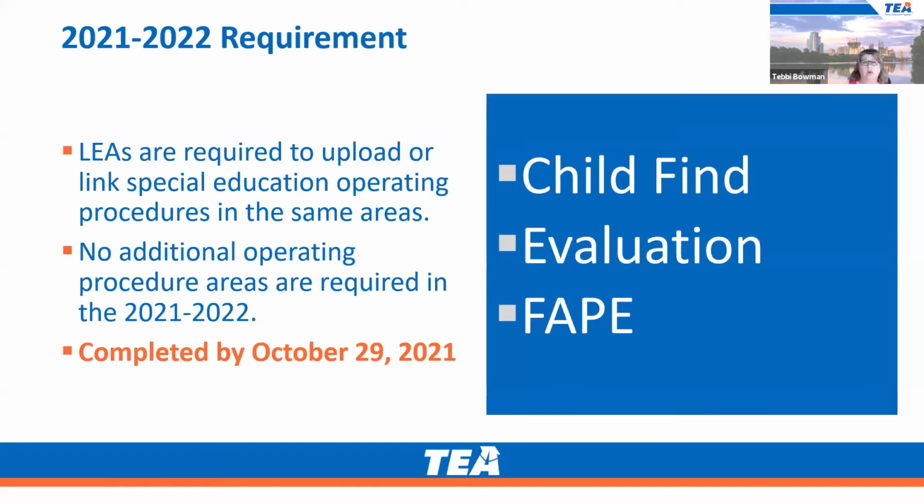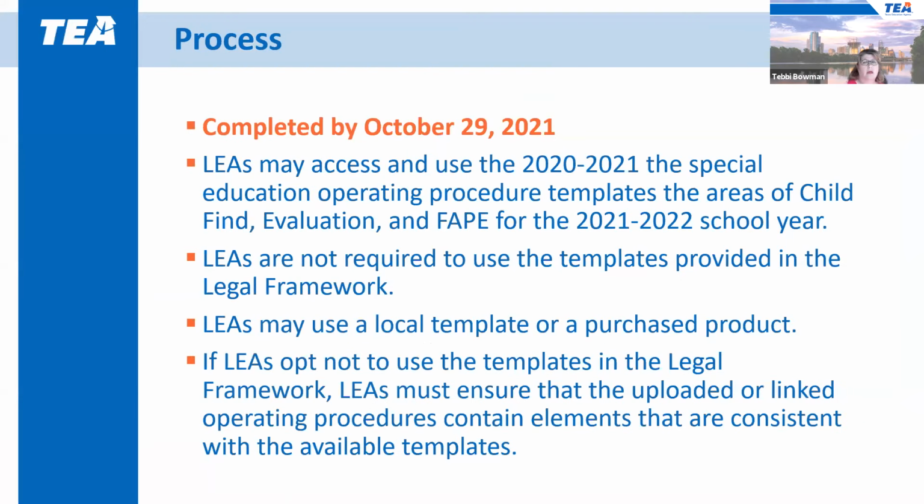So for this year, 2021-2022, we are still going to have child find, evaluation, and FAPE. The LEAs are required to upload or link special education operating procedures in these 3 same areas. There will be no additional operating procedures for the 2021-2022 school year, and these need to be completed by October 29th of 2021. Again, just a reminder, these need to be completed by October 29th, 2021.